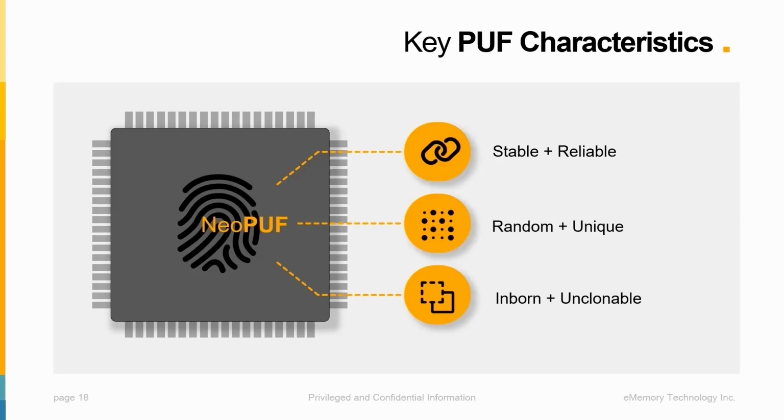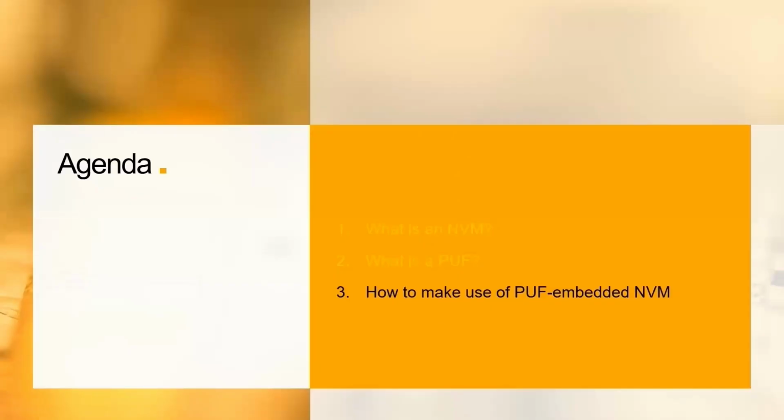It is also noteworthy that NeoPUF inherits the characteristics of NeoFuse. Thus, NeoPUF also demonstrates high reliability, high yield, low power, and high performance for device unique ID generation. Now with NVM and PUF explained, we arrive at the final question. How can we make use of this PUF-embedded NVM solution?